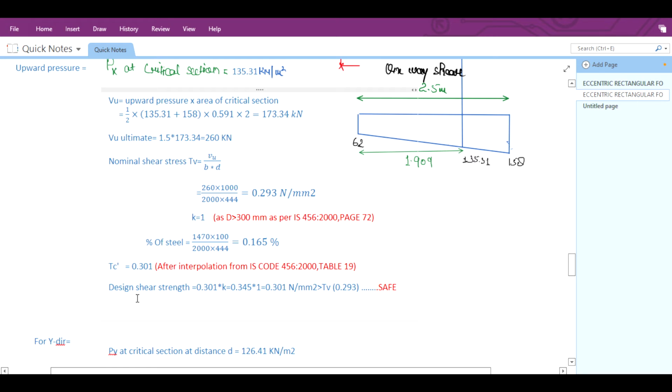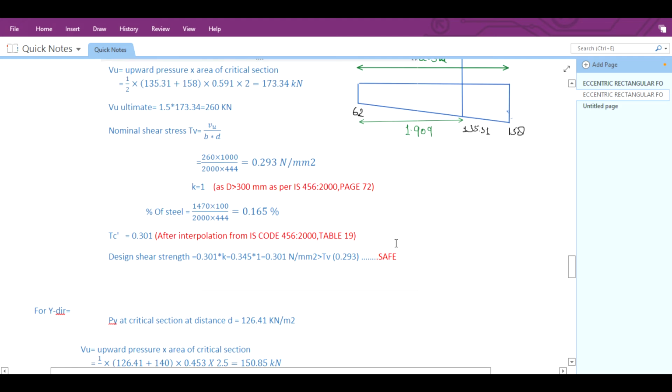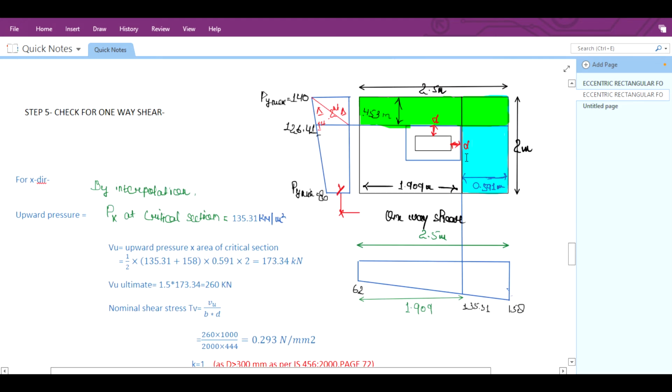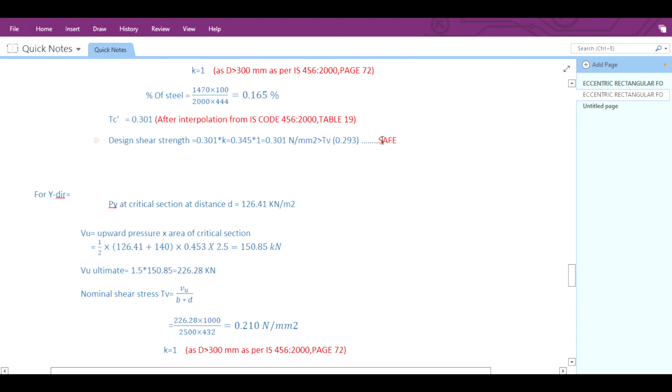For the design shear you have to multiply it by the value of K. So it will be 0.301 multiplied by 1, so it will come as 0.301, and it is greater than our nominal shear, then only it is safe. So here it will be safe in one way shear for the x direction. I have already mentioned, if you find the longer direction safe, and you don't want to calculate for the shorter direction, that is not a problem. But here we have also done that for the initial design purpose.